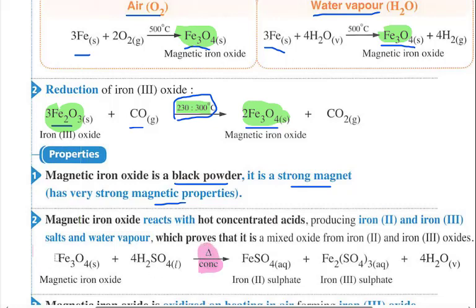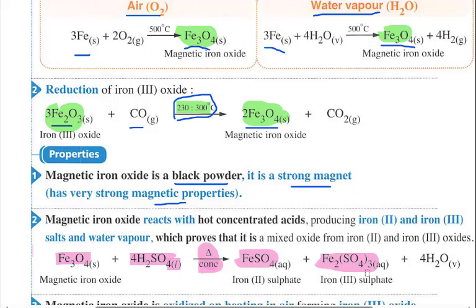So magnetic iron oxide reacts with concentrated sulfuric acid liquid and forms two kinds of salts: ferrous, or iron 2 sulfate, and ferric, iron 3 sulfate. So it forms mixed salts, which proves that the magnetic iron oxide is a mixture between ferrous and ferric, iron 2 and iron 3. When it reacts with concentrated acids, it forms iron 2 salt and iron 3 salt.